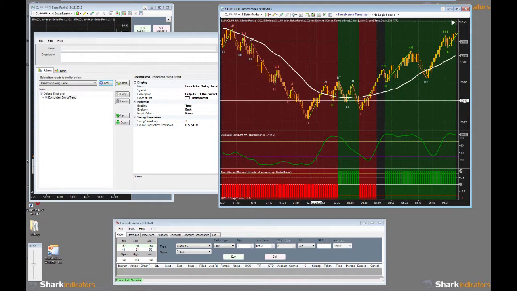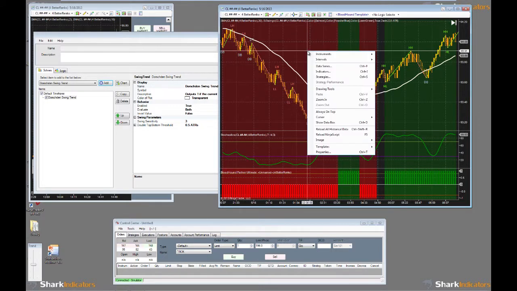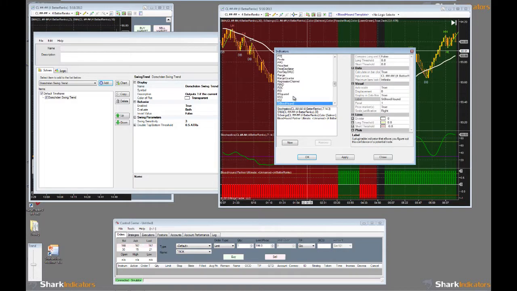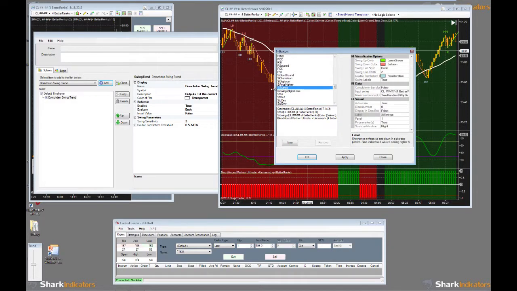And Steven's asking, how do I get those HH labels and HL labels? So basically that's an indicator that comes with Bloodhound. It's called SI swings, and you just go in there and add SI swings, and away you go.